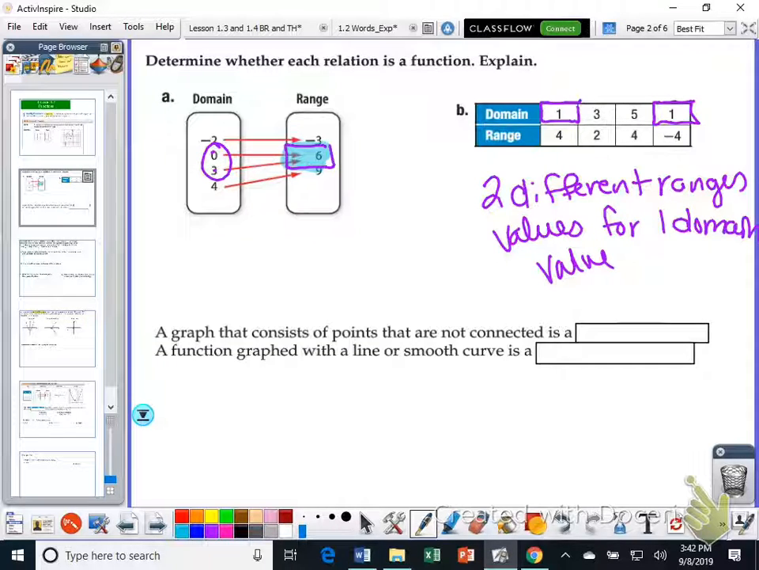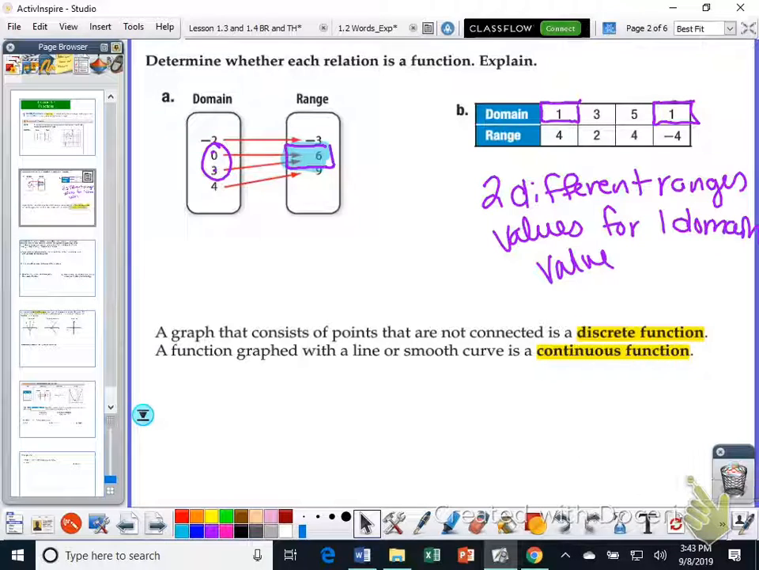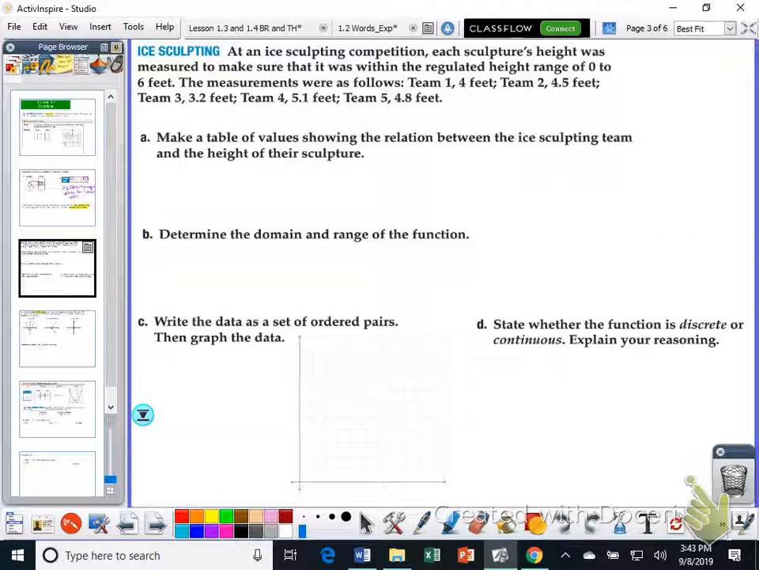A graph that consists of points that are not connected, a graph with points not connected, is discrete because it's not connected. It's just like a bunch of points all over the graph. A function graph of a line or smooth curve is continuous. So discrete would be where they're disconnected. Continuous is when it kind of flows.